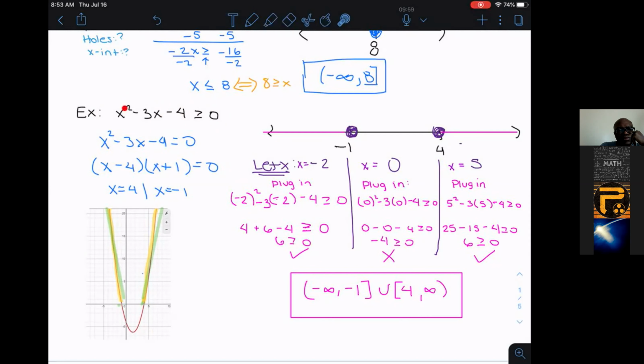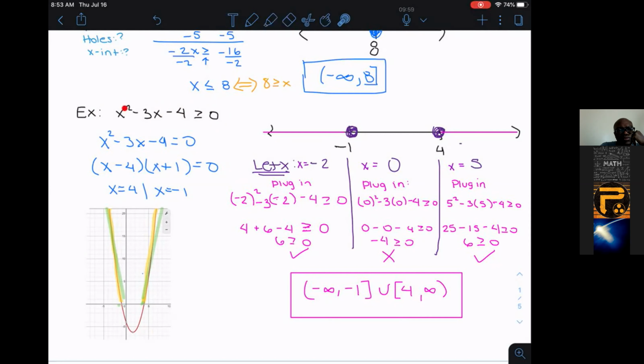Now all you have to do is take all these test values and plug them into the original equation. So we plug in -2 into -2 squared minus 3 times -2 minus 4, and we're going to test to see if that is greater than or equal to 0. If we substitute and simplify everything, we get that 6 is greater than or equal to 0. Is it true that 6 is greater than or equal to 0? That's the question, and we can tell that it is.